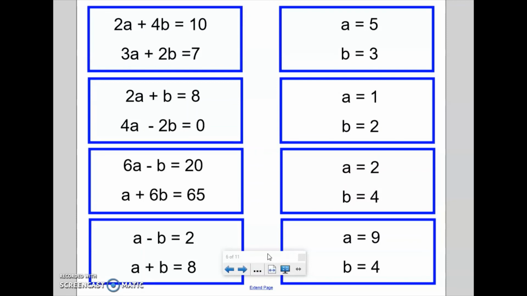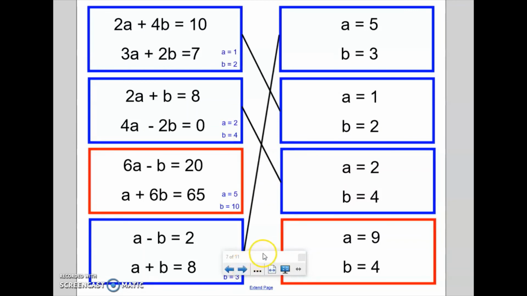Okay, welcome back. I'll quickly show you my solution. It should look something like this, with the third equation having an answer of a equals 5 and b equals 10. Therefore, it is the odd one out because it does not match up to a equaling 9, b equaling 4. Make sure you mark up your work and make sure your notation and your method is looking neat and correct.